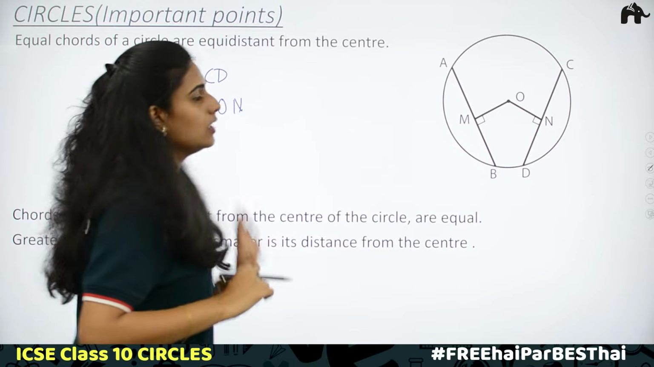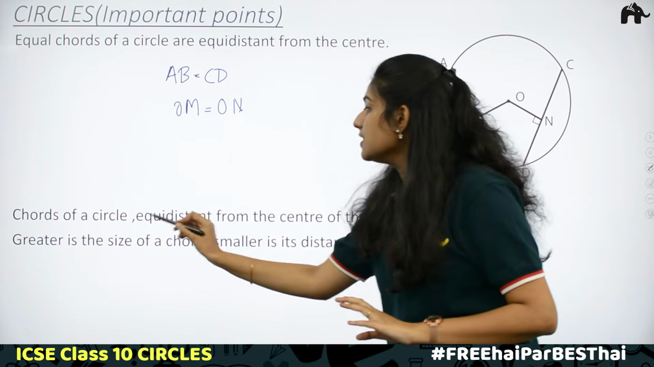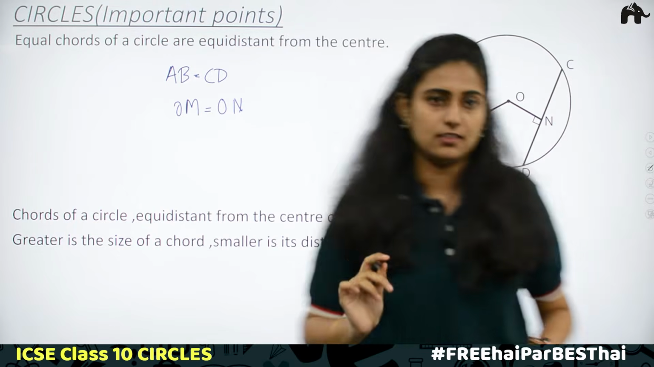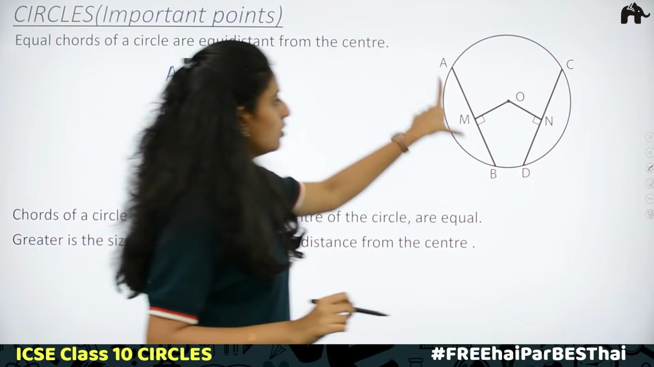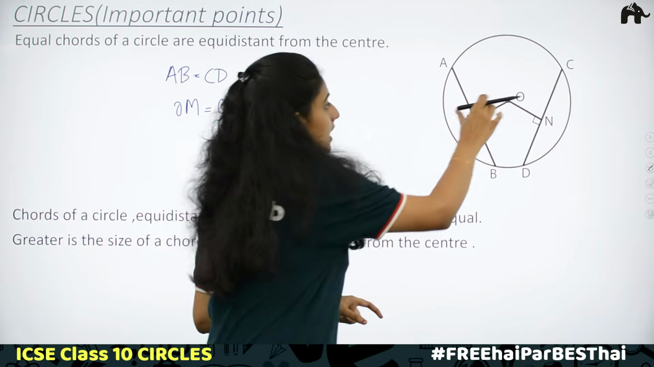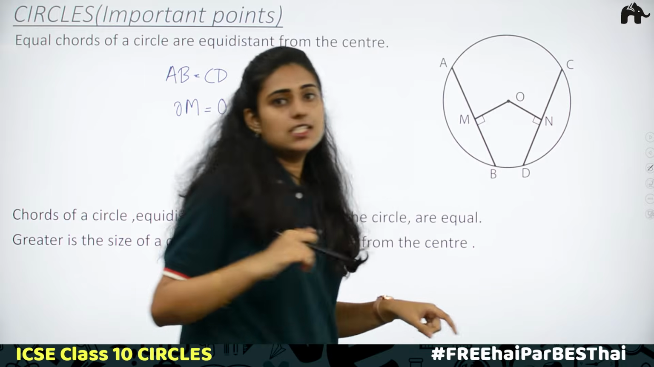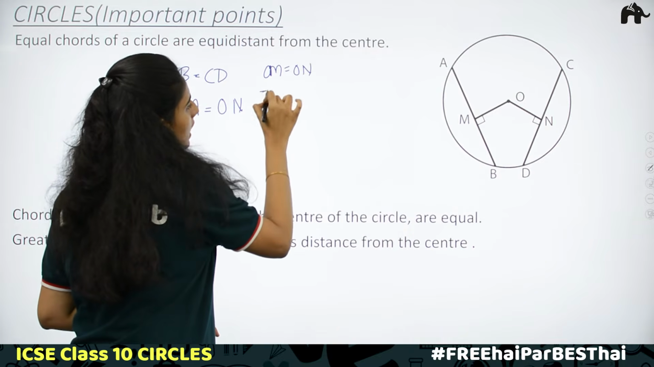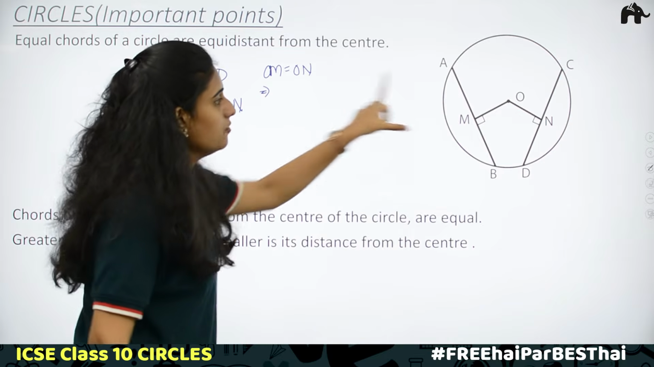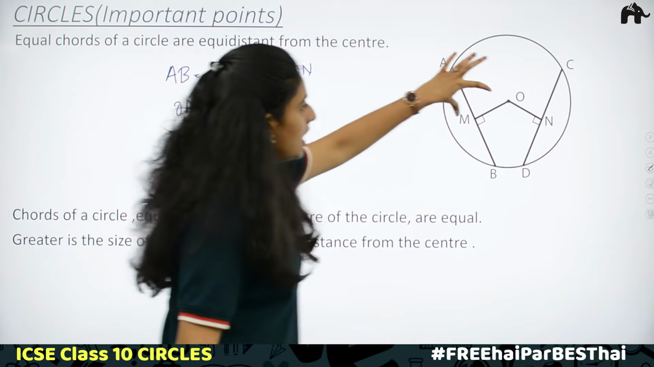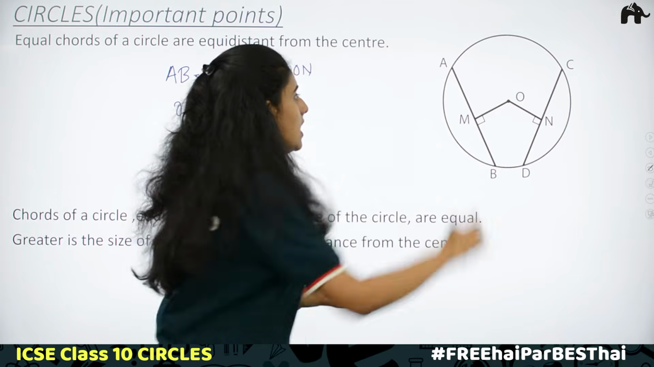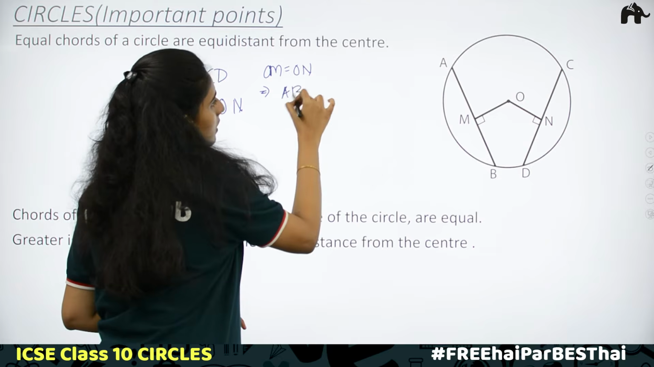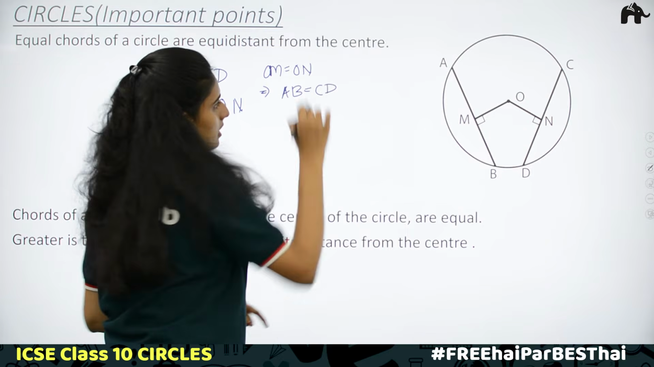Now the converse of this statement. Chords of a circle equidistant from the center of the circle are equal. Here we have chords AB and CD, given that they are equidistant from the center, which means OM is equal to ON. This implies they will be of equal length, which means if they are at equal distance from the center, then the lengths of the chords will be equal. AB will be equal to CD.